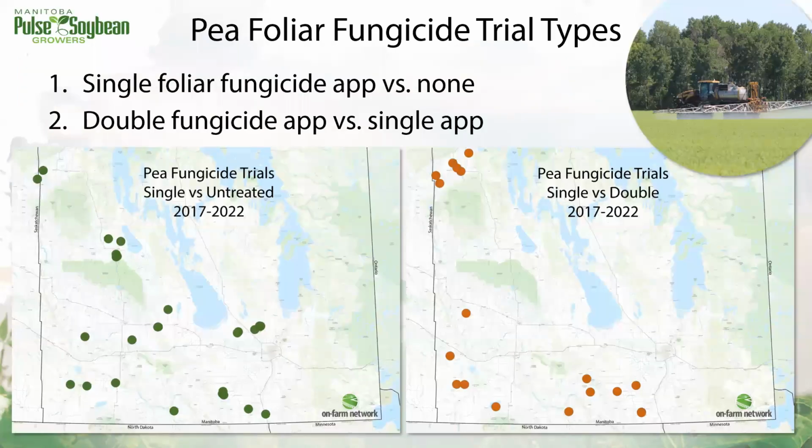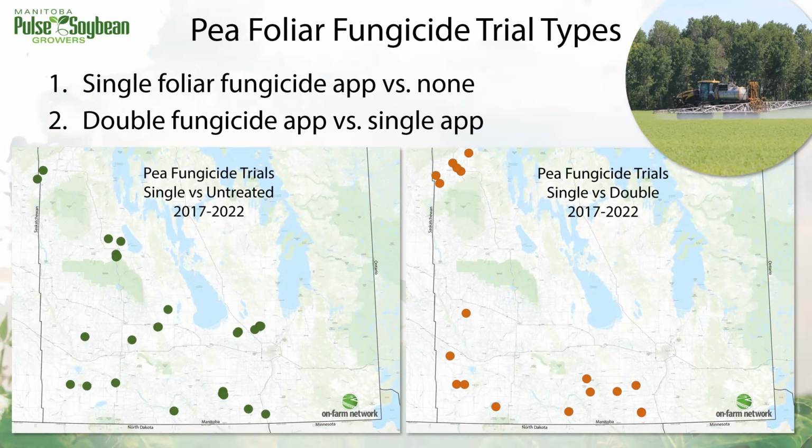So with that introduction, let's talk about on-farm trials comparing fungicide strategies. So we have two trial types, the first comparing a single application of fungicide at flowering versus none, and the second comparing a single app to two apps. So we'll talk about these two a bit separately.